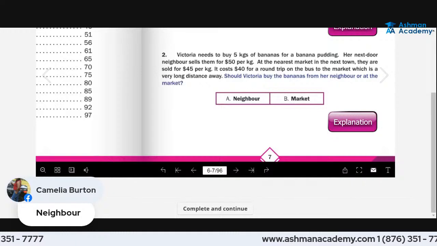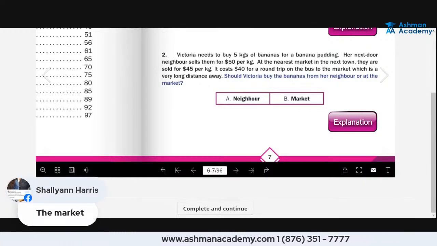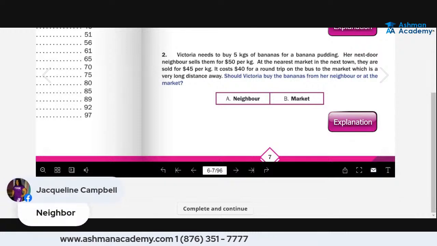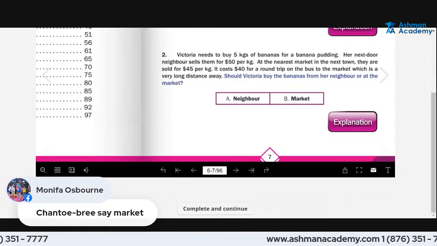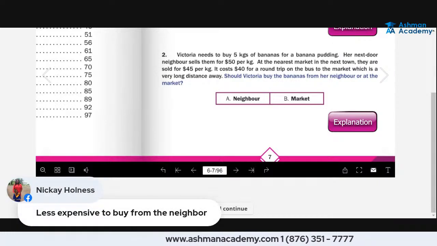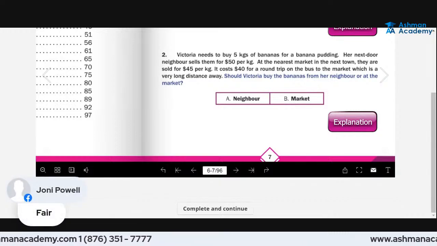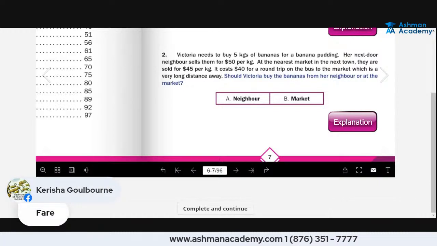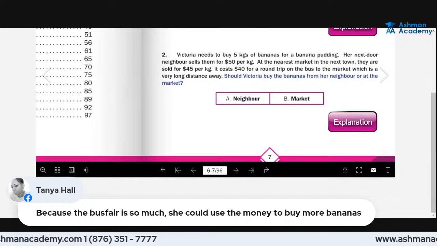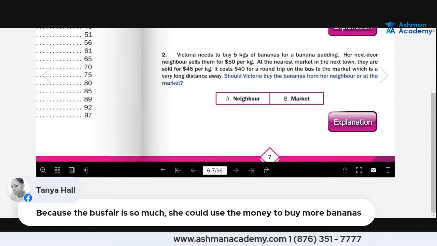So Camelia is saying neighbor. Shalian is saying the market. Tanya is saying neighbor. Jacqueline Campbell is saying neighbor. Shanta Bray is saying neighbor. Oldness is saying less expensive to buy from the neighbor. Marcine is saying neighbor. Andrea is saying from her neighbor. Joni Powell is saying FAIR for fear. I don't think so. Carisha Goldburn is saying FARE. That looks more like it. Tanya Hall is saying that because the bus fare, again, not the fare we're looking for, is so much, she could use the money to buy more bananas.